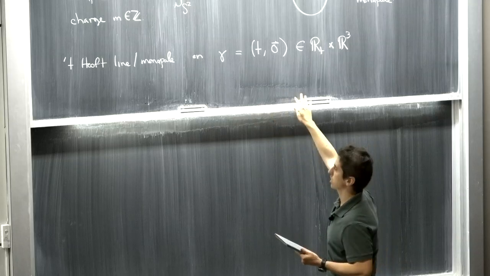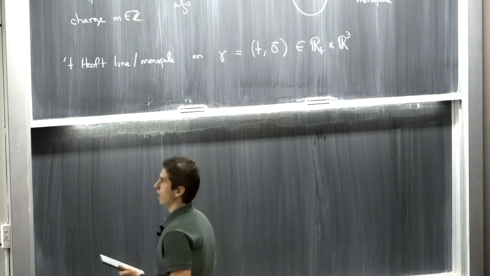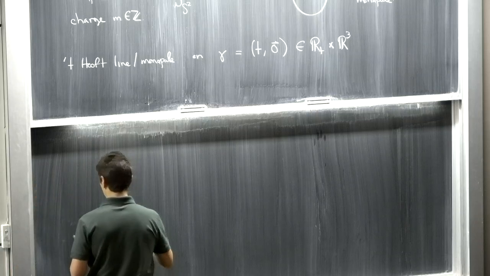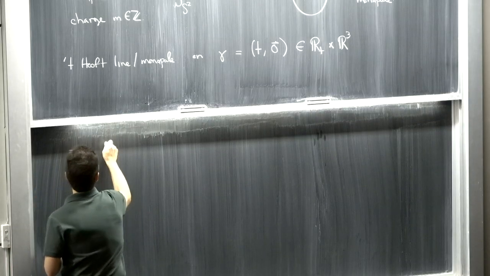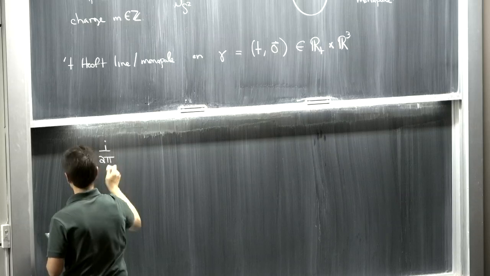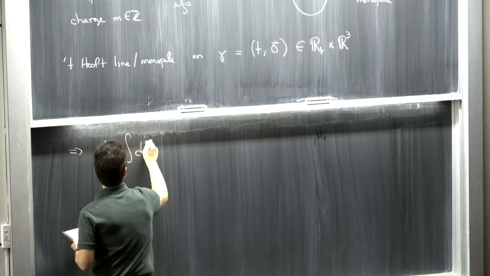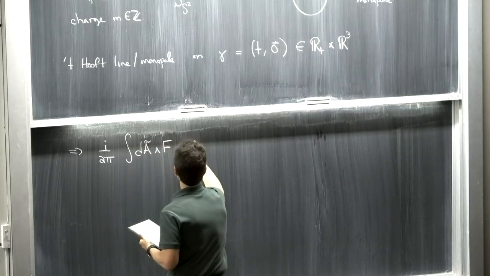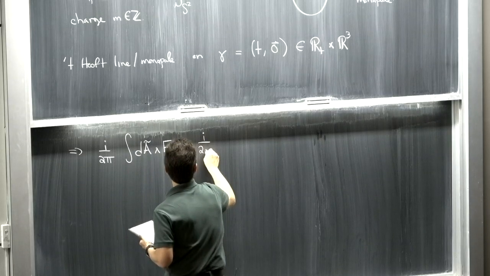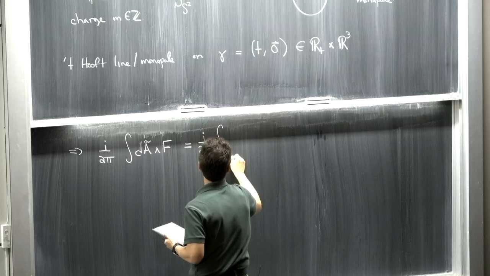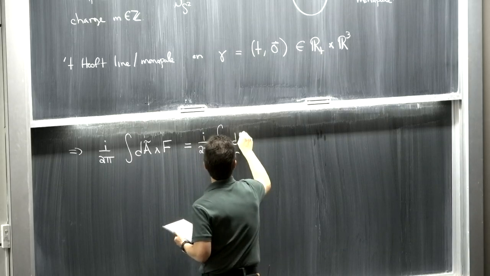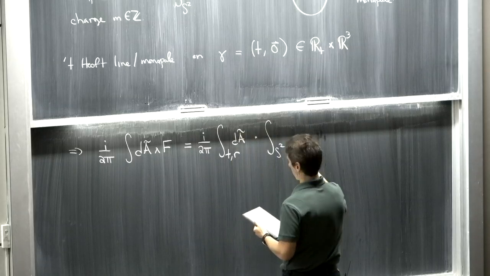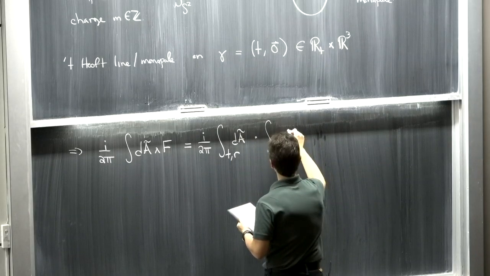Okay, so imagine we have such a configuration. Let's see what this cross coupling there becomes. So we have I over 2 pi integral dA tilde wedge F. This is I over 2 pi. I'll separate the variables. We have an integral over T and R of dA tilde, and then we multiply it by the integral over the angular 2-sphere of F.